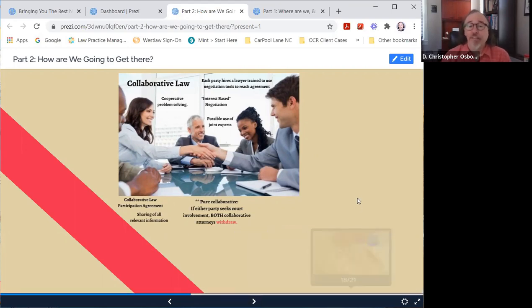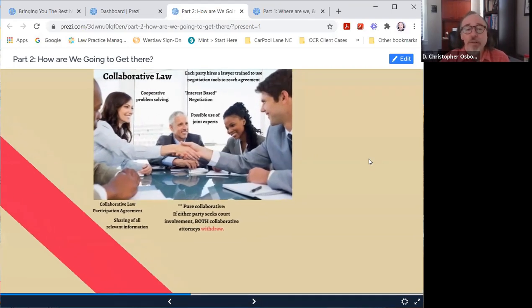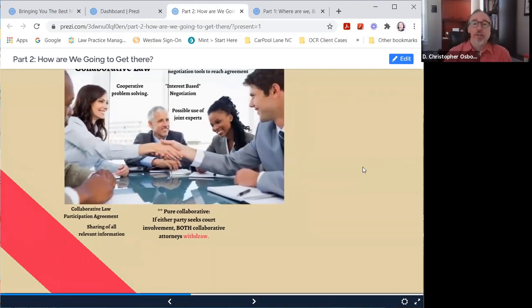We don't have fights and battles in collaborative over whether parties get to see each other's salary statements or medical records if they're necessary or anything else. We share that information. Each party gathers what they have access to, and we pull it together so we're all looking at the same information and the parties are fully informed to make decisions.